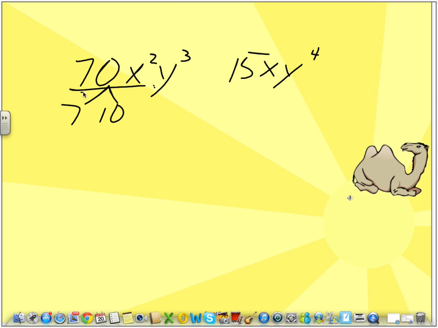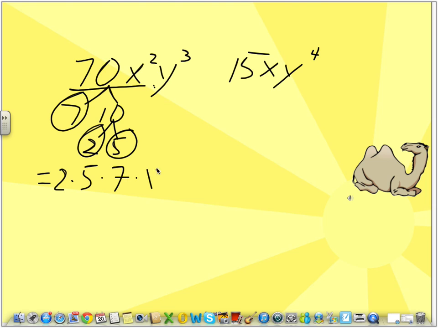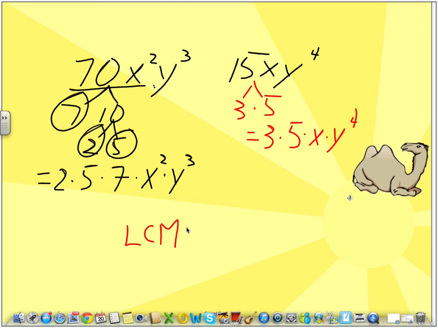7 times 10, 7's prime, 2 times 5, and I get 2 times 5 times 7 times x squared times y to the third. Okay, then I'm going to do 15, where I'm going to do 3 times 5. I've used that example a lot this lesson. 3 times 5 times x times y to the fourth. Now for my LCM, I'm looking at creating a number that both of these numbers exist in.